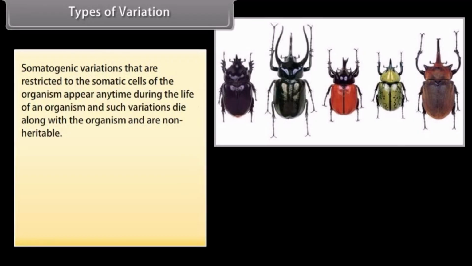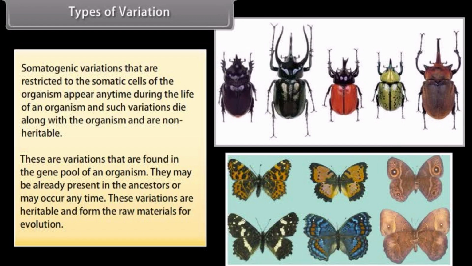Somatogenic variations are restricted to the somatic cells of the organism and appear any time during the life of an organism. Such variations die along with the organism and are non-heritable. Germinal variations are found in the gene pool of an organism. They may be already present in the ancestors or may occur any time. These variations are heritable and form the raw materials for evolution.